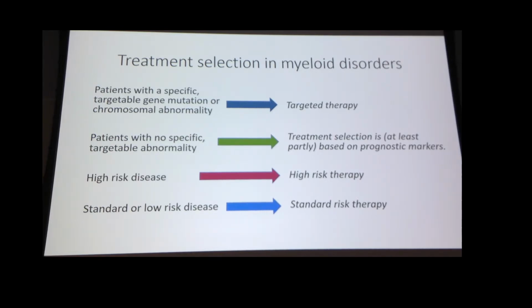But for the large majority of patients with myeloid disorders, we don't have that type of targeted therapy for these patients' underlying genetic abnormalities. For these patients, treatment selection is, at least partly, based on prognostic markers. And we use these prognostic markers to identify groups of patients with high-risk disease. These patients go on to get high-risk therapy, which might include a lot of chemotherapy or bone marrow transplant. And then the standard or low-risk disease patients can just get standard risk therapy.